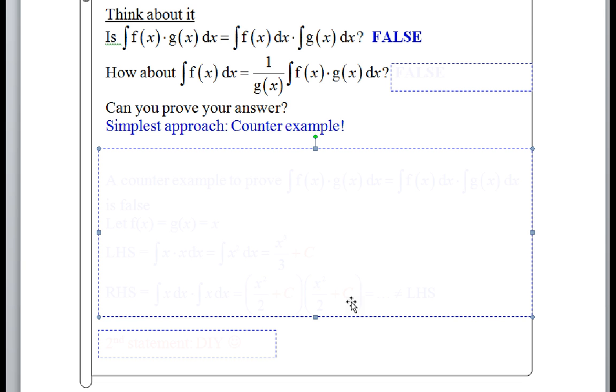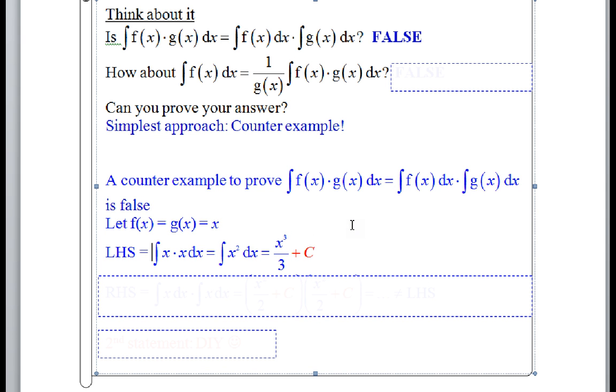Actually, when I integrate x squared, I get x cubed over 3. But if I integrate them separately like the right hand side, I get x squared over 2, multiplied together, I get x to the 4 over 4. Surely they are not the same. Do you know what I'm saying? So the simplest way to say that something is false is a counter example.